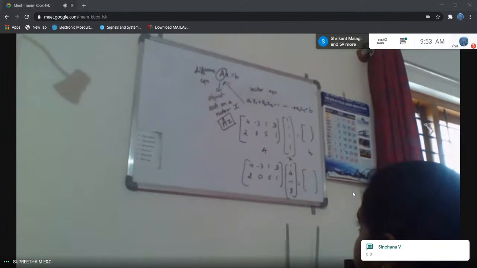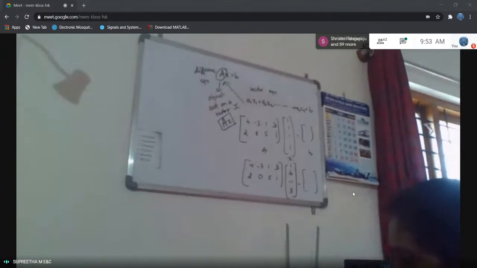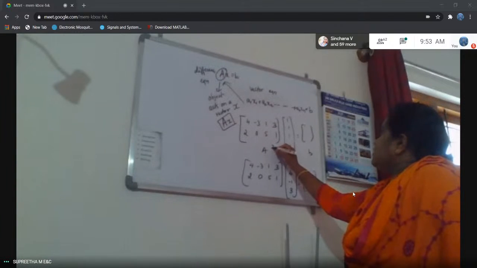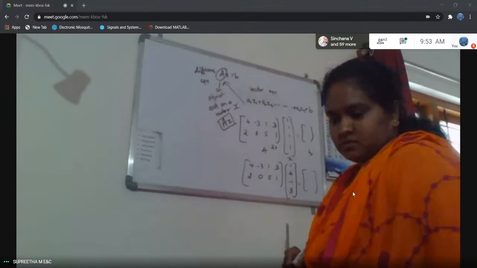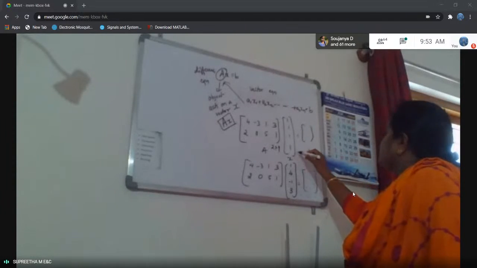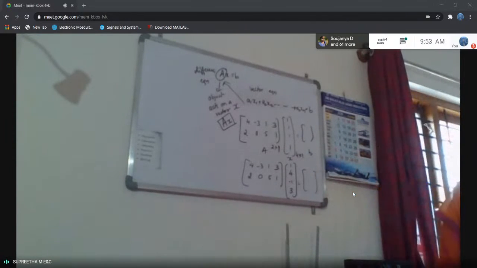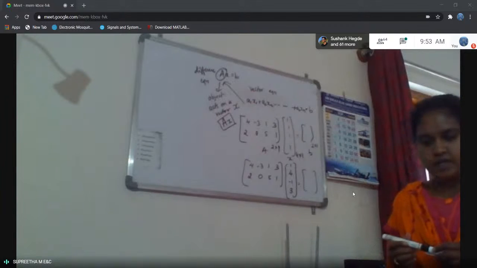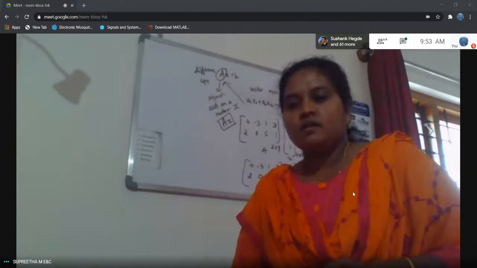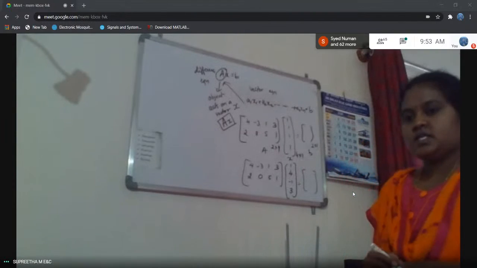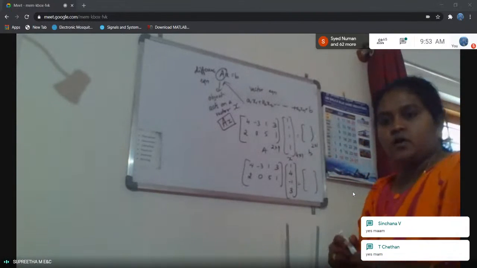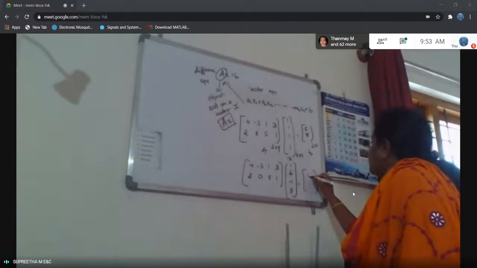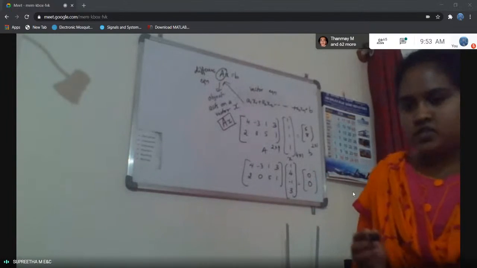Chetan, what is the resultant matrix size, Chetan and Sinchana? 2 cross 4, and this is a 4 cross 1 matrix. So what will be your resultant? It is only a 2 cross 1. Why are you getting a 2 cross? Okay, is it for both the answers you are giving? Chetan and Sinchana, you are giving the answer for both. Okay, thank you. So the first one would be 5 and 8, and the next would be 0, 0.